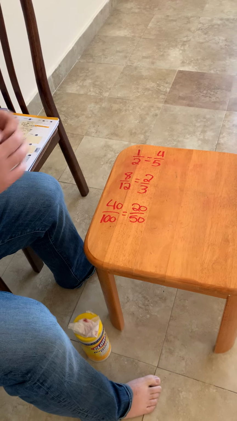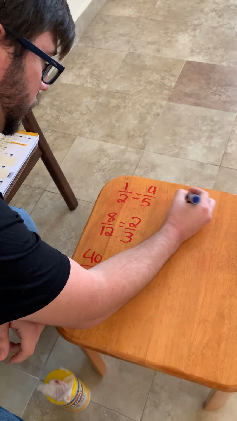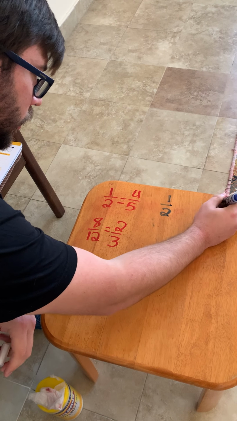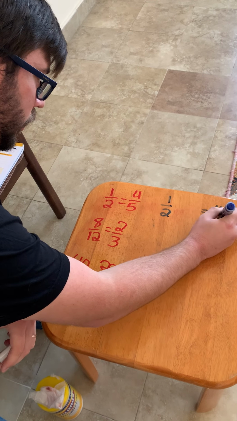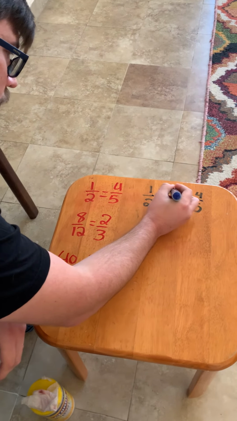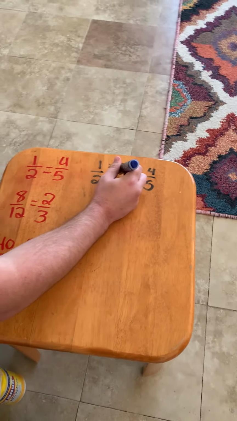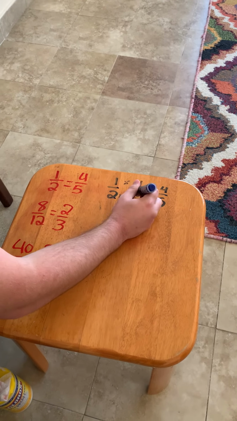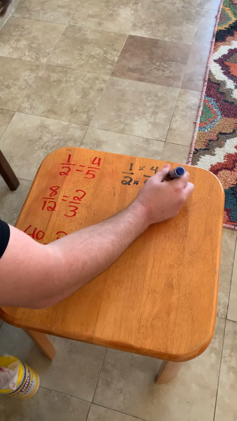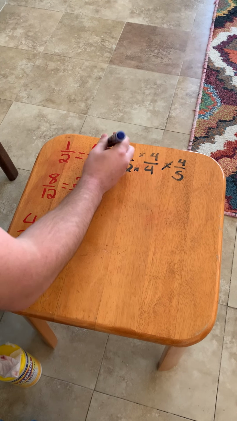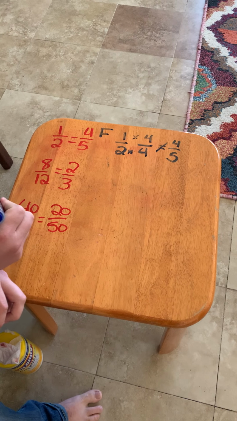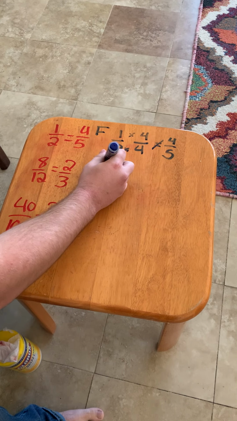All right, so this first one, we're going to look here. And it's a half, and we want it to equal 4/5. Well, 1 times 4 is easy for me, so I'm going to start there. 1 times 4 is 4, so I know that part's true. But I run into problems when I have 2 times 4. That does not equal 5. So this first one is false. That is not an equivalent fraction.